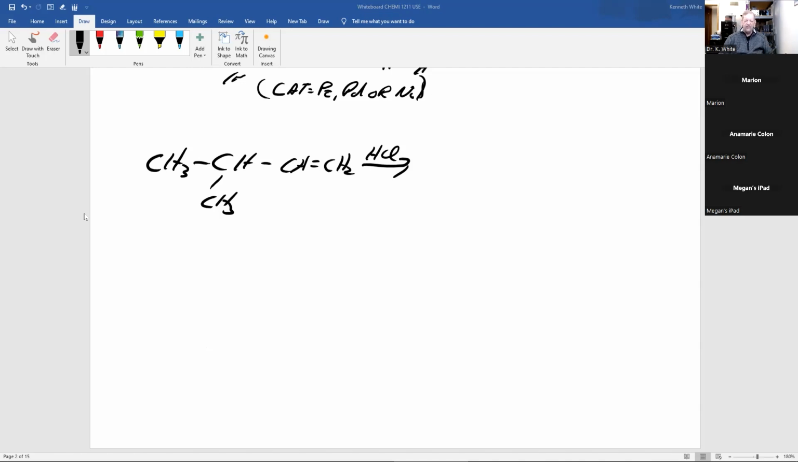And let's take a look at this. What's different? What's not carbon? What's not hydrogen? What's not a carbon-carbon single bond? Double bond. We're reacting with HCl. Remember the halogens, X. For this one, it's chlorine, bromine, or iodine.